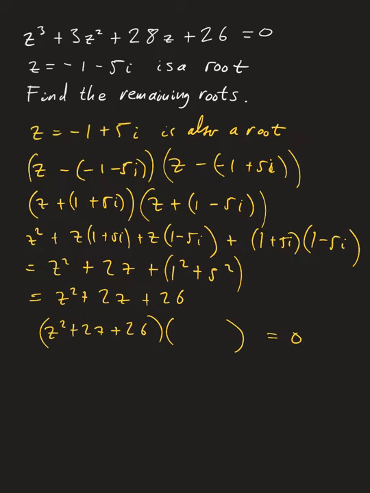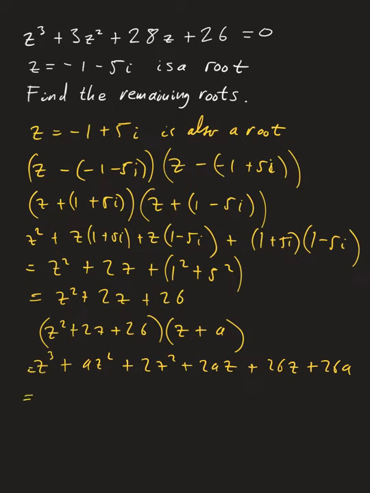So this other factor must have just a power of 1 on the z to make my z cubed in the original polynomial, and it'll be plus something. So I'll just put in a plus a here. We'll multiply that all out and then we'll compare the terms. So we multiply out, we get z cubed plus az squared plus 2z squared plus 2az plus 26z plus 26a.